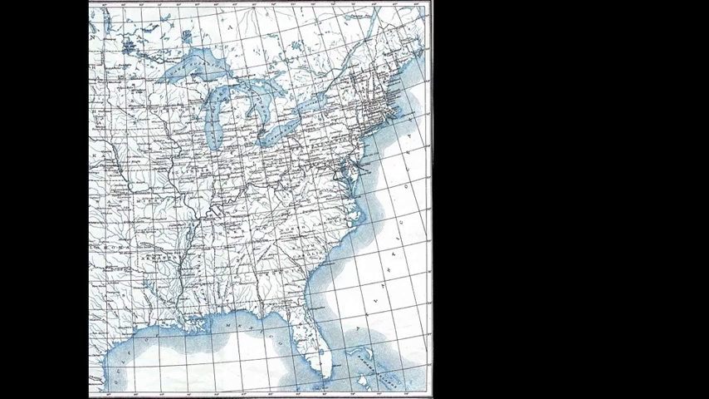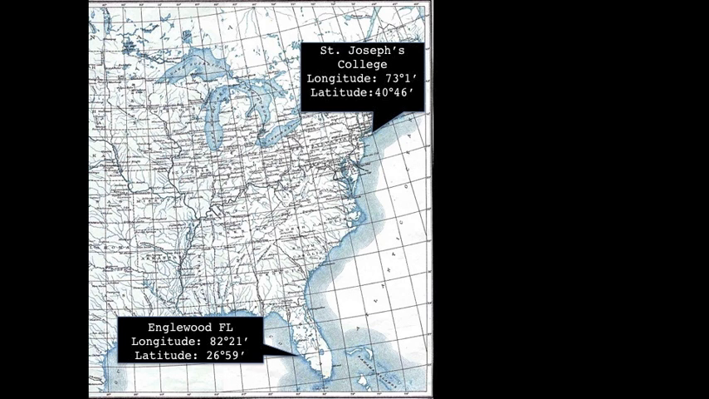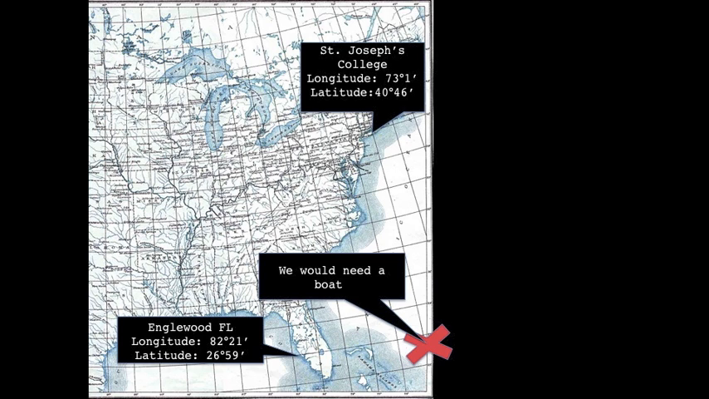Observations are being made at St. Joseph's College on Long Island, New York, as well as in Englewood, Florida. The longitude of these two locations is different, therefore the timing of the observations will have to be adjusted to account for the rotation of the Earth. Also, a straight line cannot be drawn along a line of longitude between the two. We would need a boat for that.